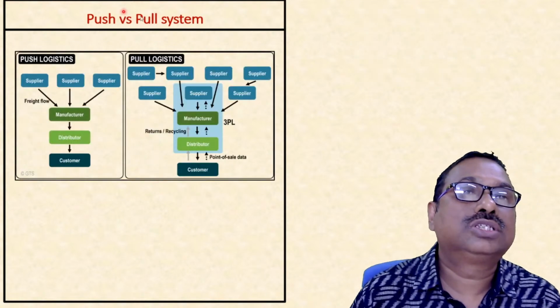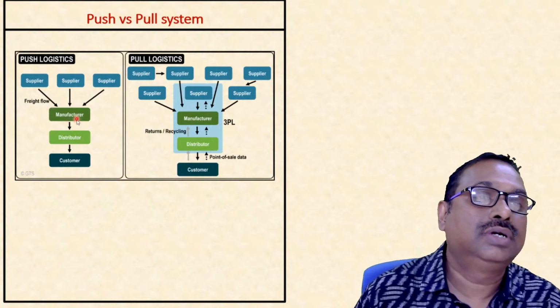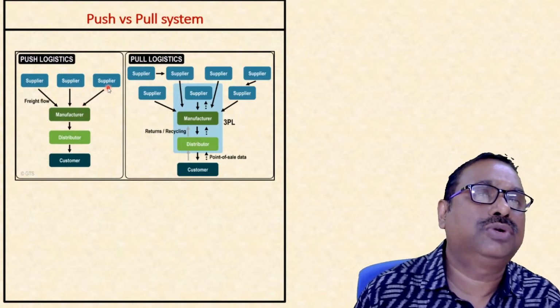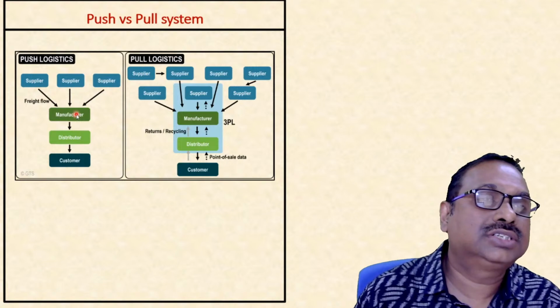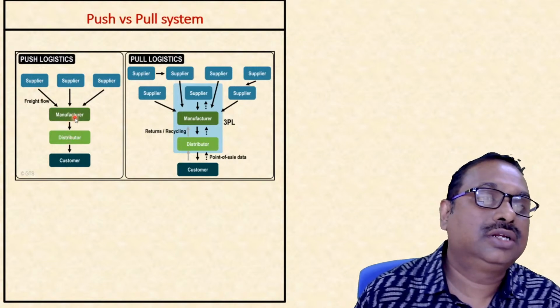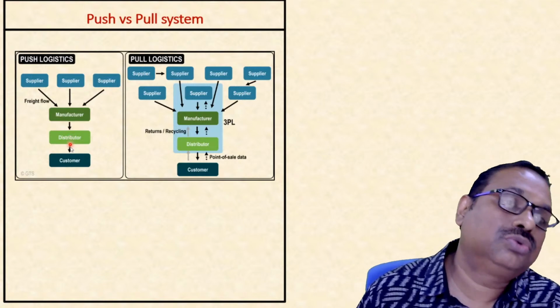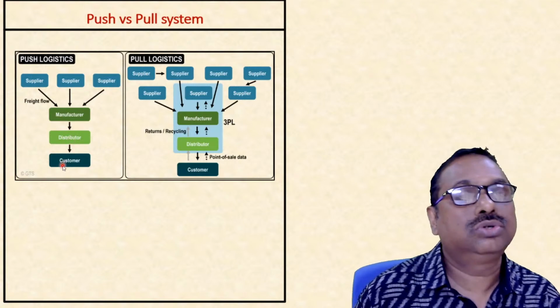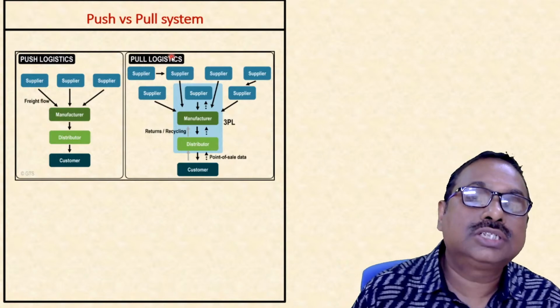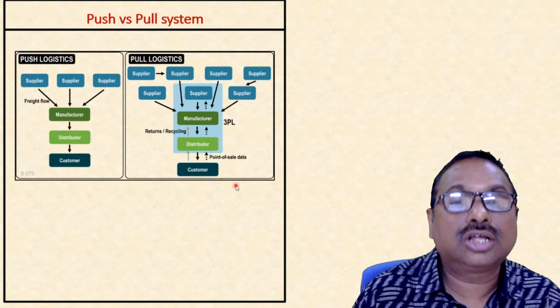Then this is the push-pull system. Here in the push system, the manufacturer takes raw materials and components from suppliers, manufactures according to the market forecast, then it goes to the distributor, through other intermediaries, it goes to the customer. So it is forecast driven. In the pull system, it is order driven.